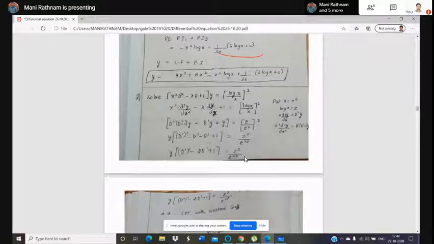x square d square by dx square minus x capital D is nothing but dy by dx plus 1 equal to (log x) whole square. So this is a differential equation with variable coefficients. So x or z or any other variables apart from constants like 1, 2, 3. Apart from constants, if any variable is there, we should use that technique to convert it into a constant coefficient differential equation.